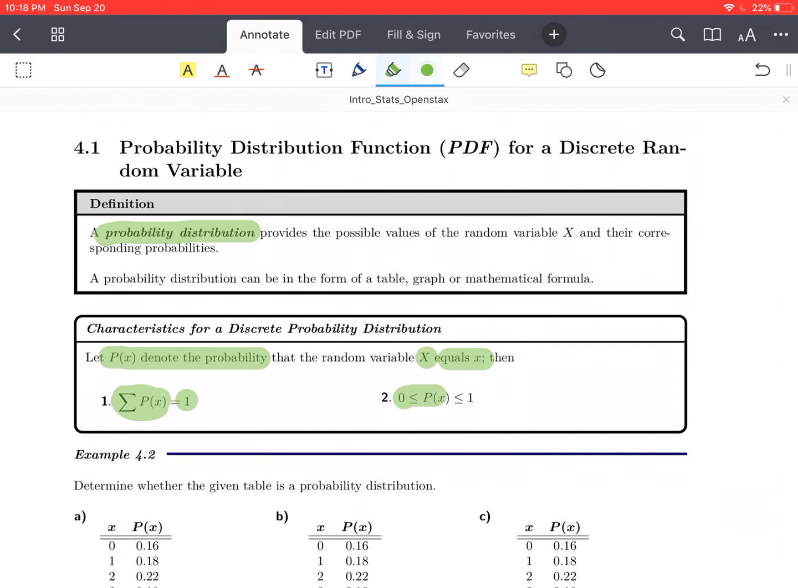And all values of probabilities must be between 0 and 1, with 0 representing an event that will never occur, and 1 being an event that will definitely, certainly occur.